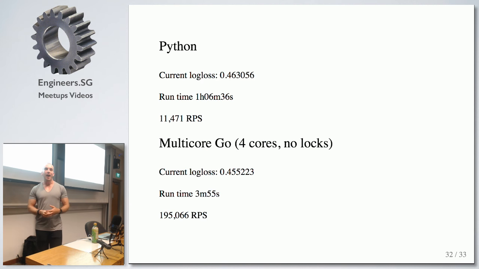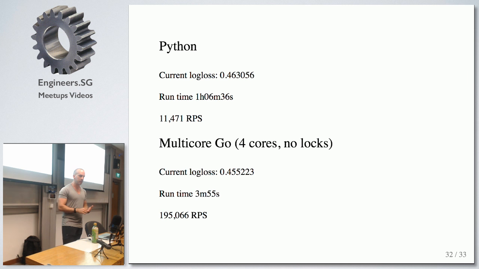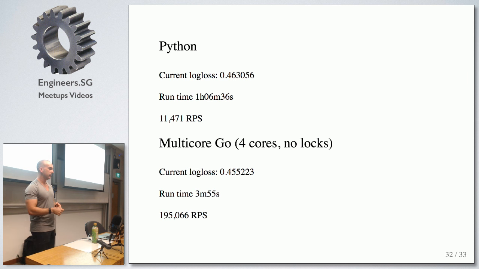Now we go from 8 minutes to 4, which is better. I mean, we didn't need to go down from 8 minutes, because it was still pretty good. But we go from 8 to 4, and the original Python was 1 hour and 6 minutes. The multi-core Go with no locks is 355.